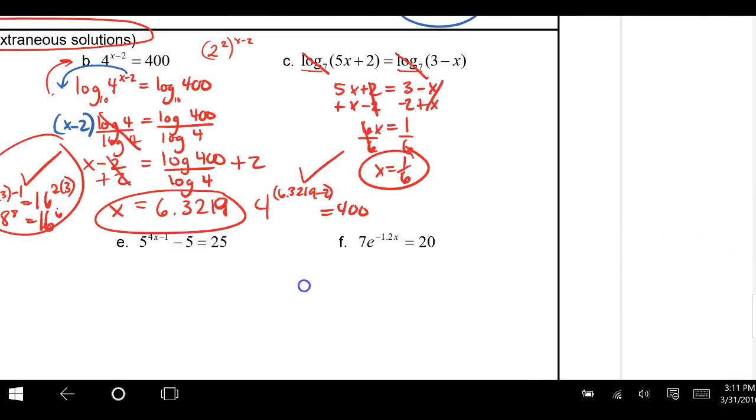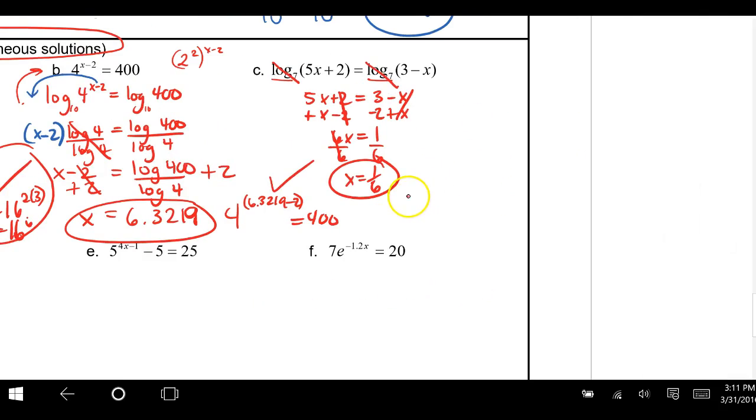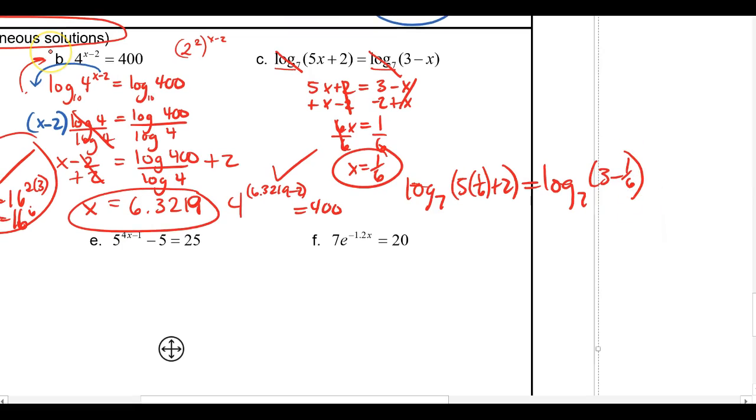So we're good there. And then you want to go ahead and do the same thing here. Log base 7 of 5 times 1/6 plus 2. And make sure that equals log base 7 of 3 minus 1/6. So you want to go ahead and enter this in the calculator. Now, in my calculator, I can't do log base 7. On the TIs that we have in class, you can do log base 7. But as long as you enter the same base when you check your answer, it'll still work.